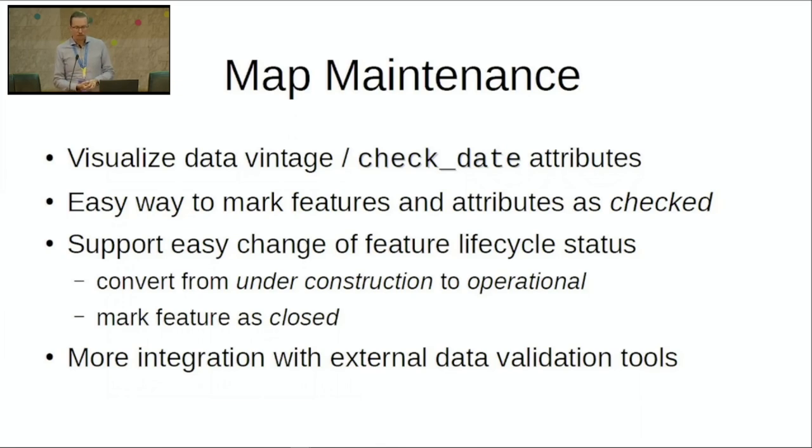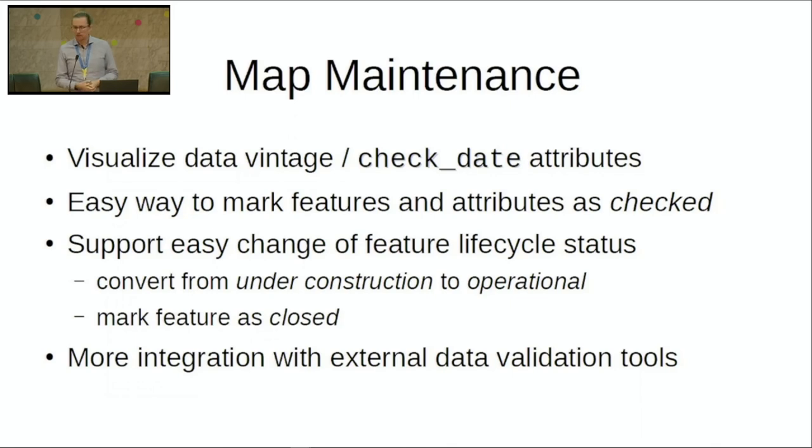And there's already some support in iD for that, but it's not super intuitive and not super prominently displayed. And so it would be nice to have an easy way to just mark a feature as checked, as validated. And another aspect for map maintenance would be to more easily support changing feature life cycles. Let's say you have a mapped road that was still under construction, and sometime later you come around and want to change it to a street that is in operation. And this should be not much more than one click, I would say.